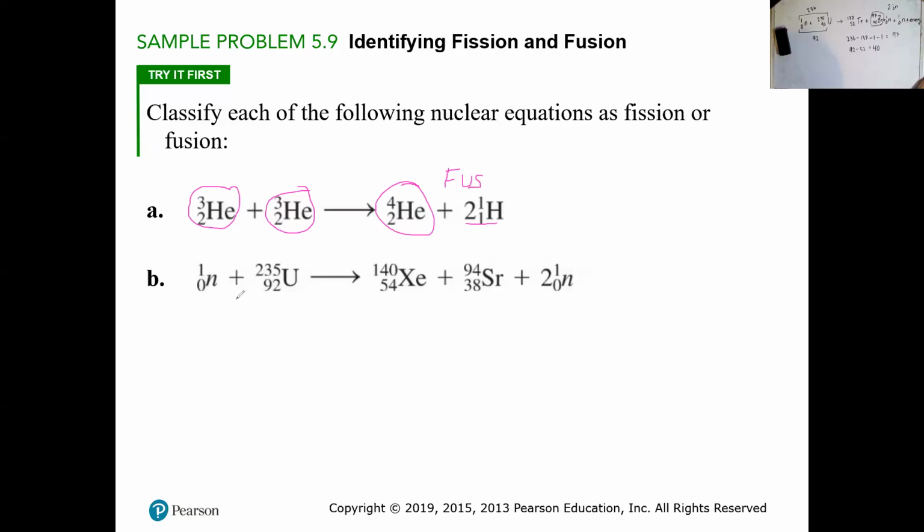Over here, we've got a neutron colliding with uranium-235, and then that uranium-235 splits into two things. So that's a split that's happening. Whenever we have one thing that's larger splitting into things that are smaller, that is going to be fission. So hopefully that all makes sense. That's chapter 5, though.